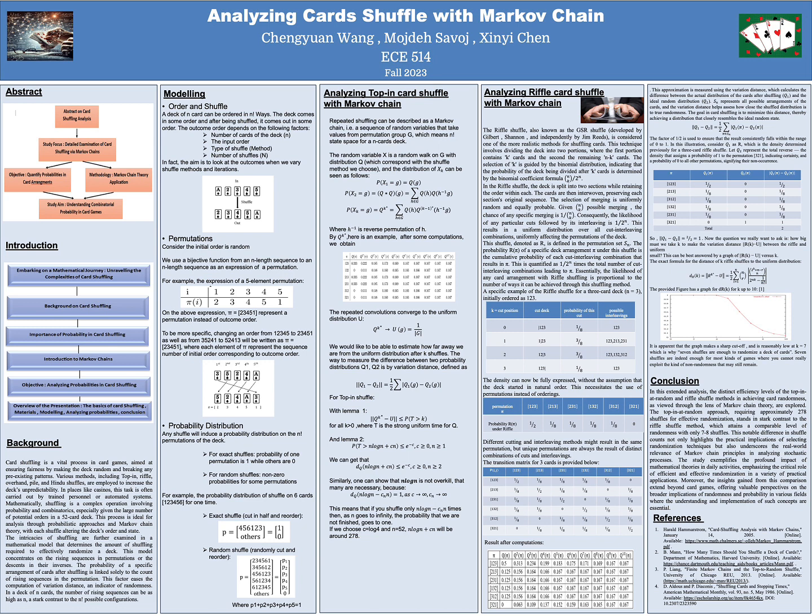I'm going to analyze the riffle shuffle of cards with a Markov chain. The riffle shuffle, also known as GSR, is one of the most beneficial, realistic methods for card shuffling. In this method, we cut the deck into two parts. One of them has K cards and the other has N minus K cards.